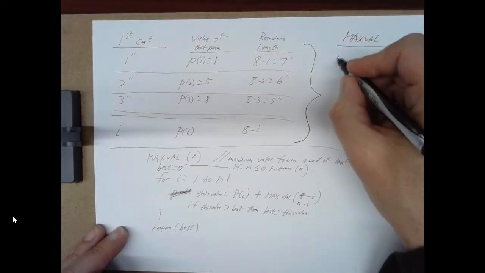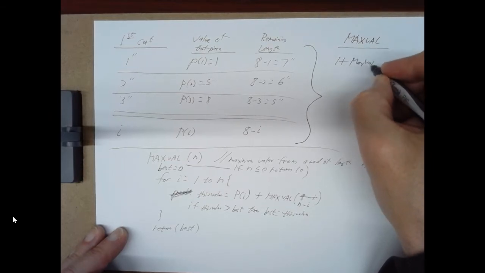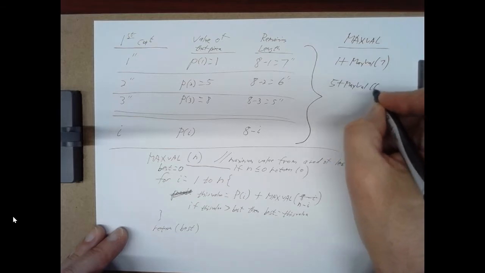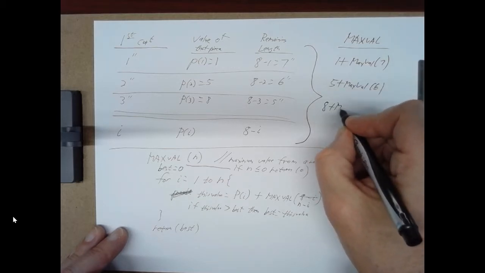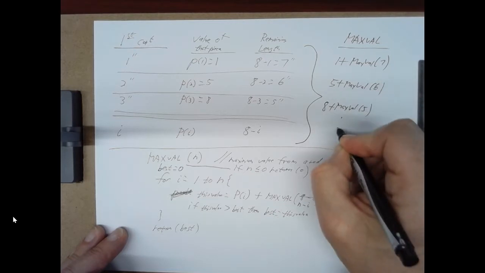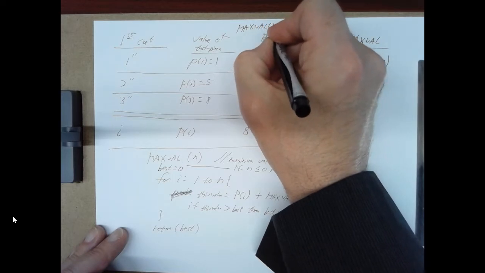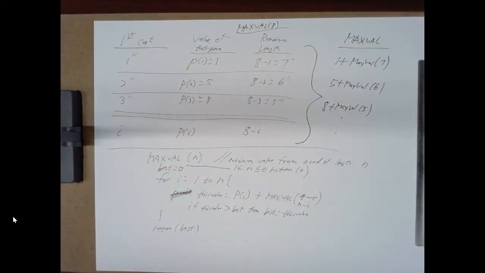the maximum value is 1 plus max val 7. In this case, it's 5 plus max val 6, 8 plus max val 5, and so on. And this is all trying to solve max val 8. But in the general case, rod of length n, right, make your first possible cut, get the value of that piece, add the max value from the remaining material. That's how much you can get with that initial cut. Find the largest value of all of those cases. That's your maximum value.